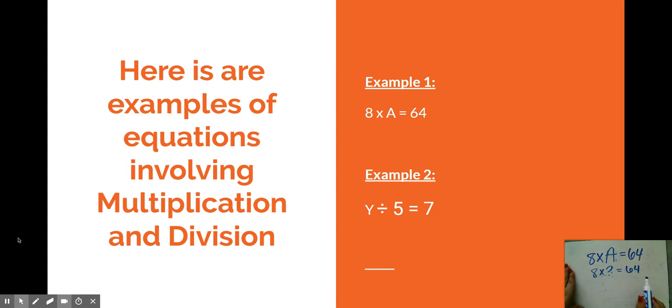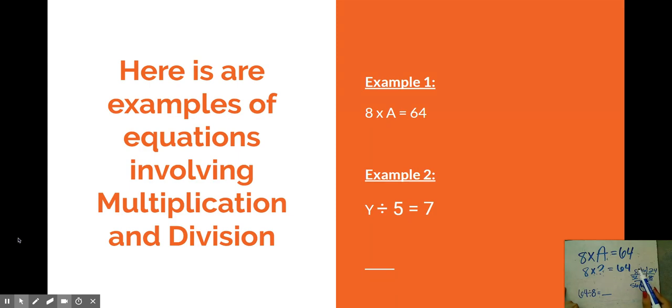So 8 times what? Well, hopefully you're doing your tic-tac-toes, or hopefully you know your math facts by now. But yes, you're trying to figure out how many times 8 goes into 64. So we're really thinking of 64 divided by 8 gives us a number. So 8, 16, 24, 32, 40, 48, 56, 64, and we're already there.